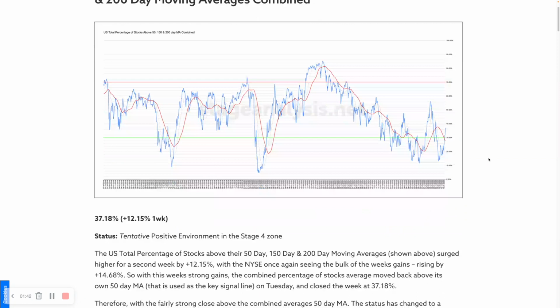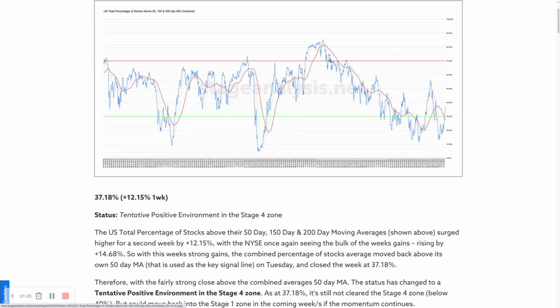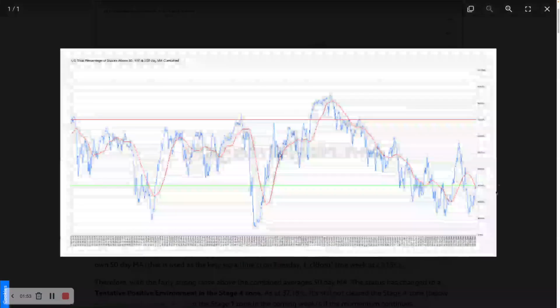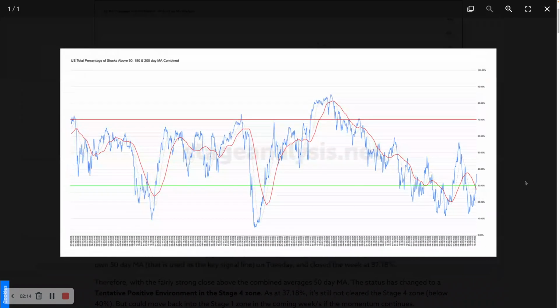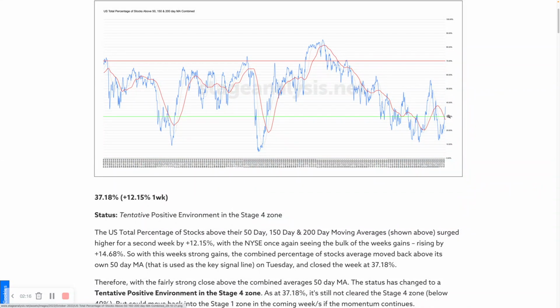So if we look here, members will know that when it's below this red 50-day moving average line, we're in a difficult environment. When it's above it, we're in a potential positive environment. So you can see this week we moved back above that 30% level out of the lower zone, which we've been in for a lot of this year. We're still below the 40% level, so we're still in the stage 4 zone, but we moved above the 50-day moving average and out of the lower zone. So although we're still in a potential stage 4 environment, as we're below the 40% level, we're above that. So I give it a tentative positive environment in the stage 4 zone rating.